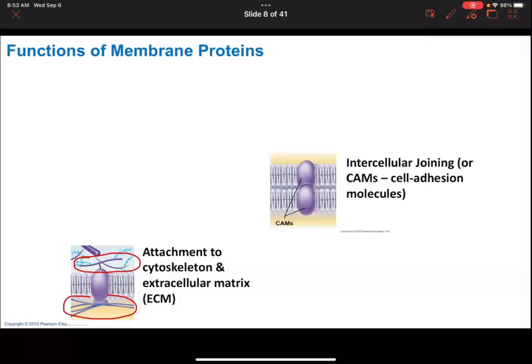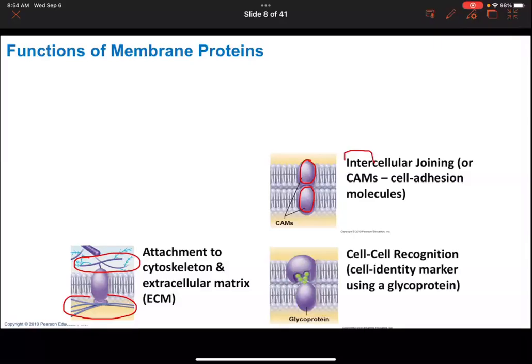Another function of some membrane proteins is to join to other cells. Again, we have this term inter, so within cellular joining, okay? So these are also known as CAMs, or cell adhesion molecules, and essentially these proteins will bind with a protein of another cell in its membrane and keep them attached.